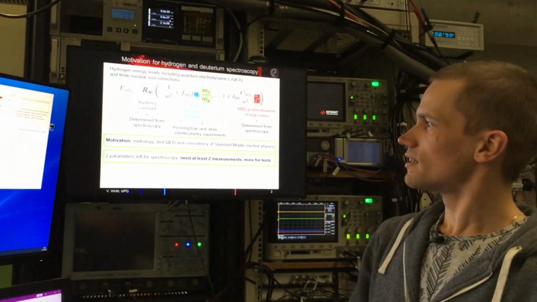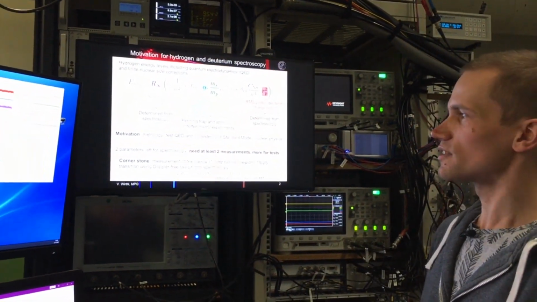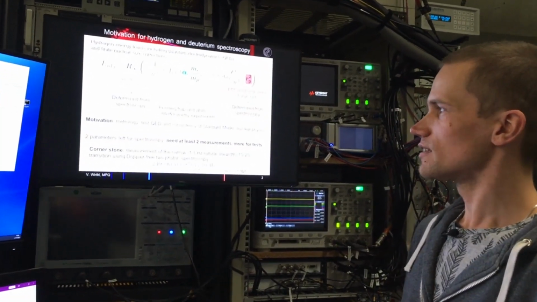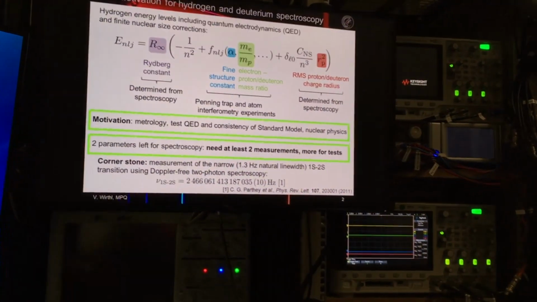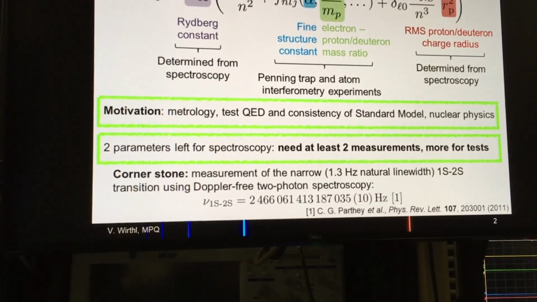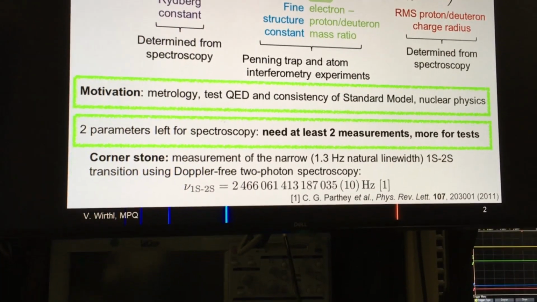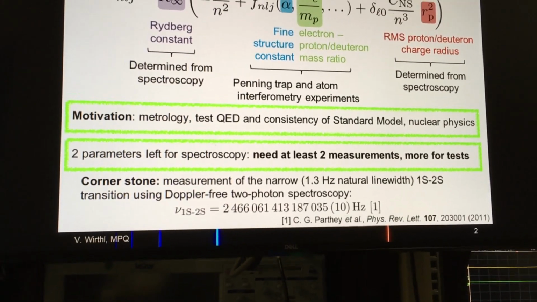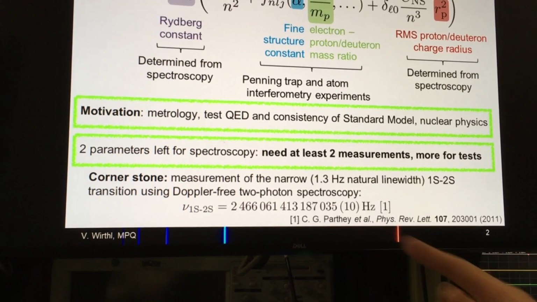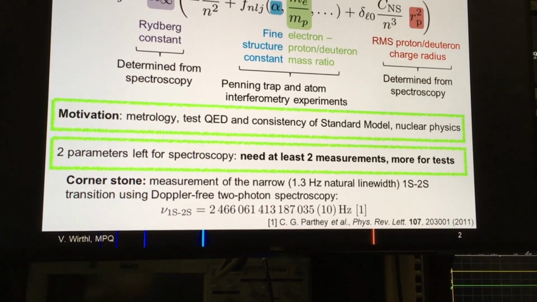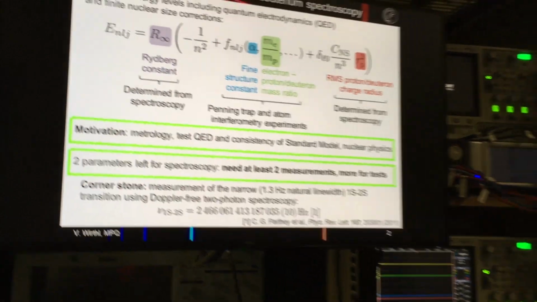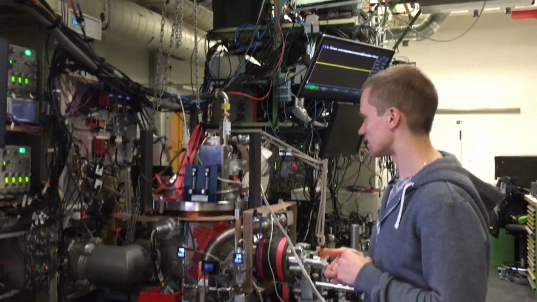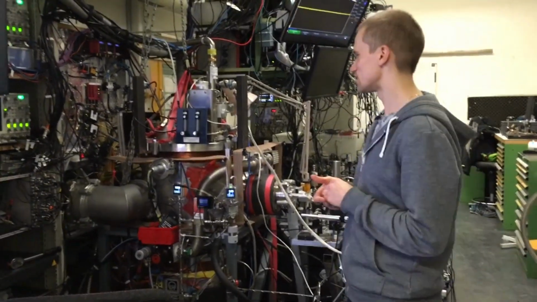And in hydrogen, there is this cornerstone of the 1S-2S transition. The reason why it's a cornerstone is because it has a really narrow natural line width of only 1.3 hertz, so it can be measured really precisely using Doppler-free two-photon spectroscopy. And this astonishing precision was actually achieved here with this setup, the 1S-2S spectroscopy setup. In fact, that is one of the oldest experiments here at MPQ.